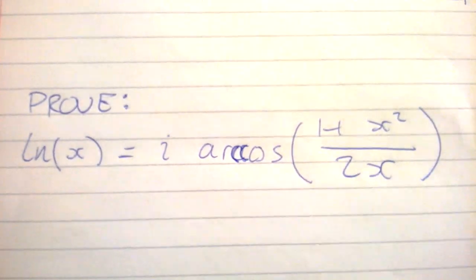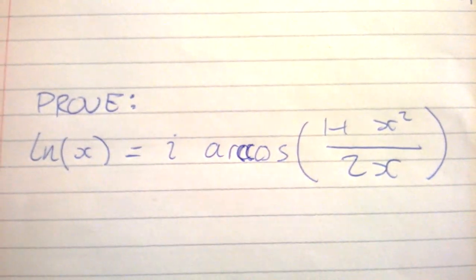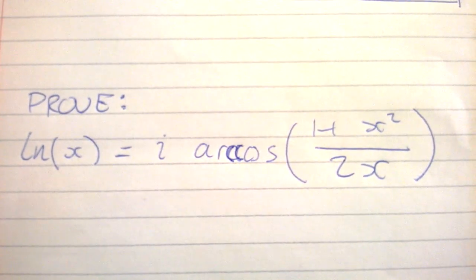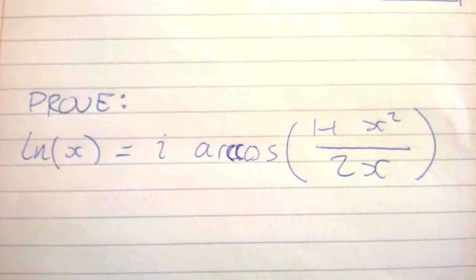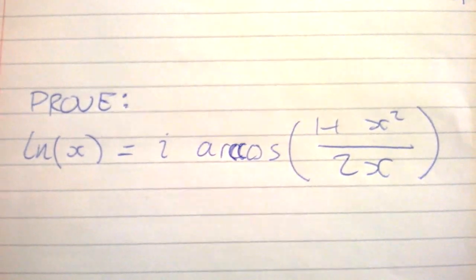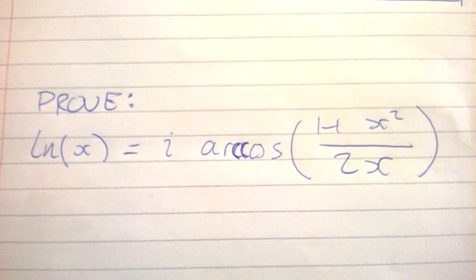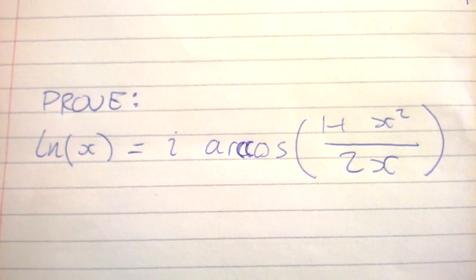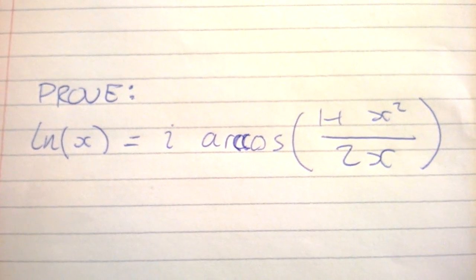Hi, I would like to prove that the natural log of x equals i times the arc cosine of (1 plus x squared) over 2x, where i equals the square root of minus 1. So using a complex number to bridge between the natural log and arc cosine.